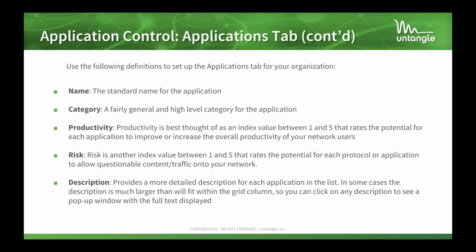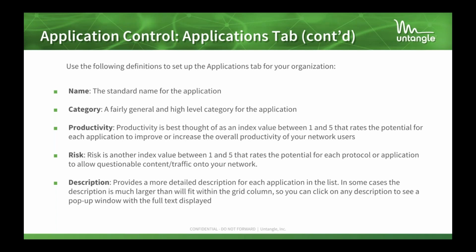So back on the Applications tab, when you're scrolling through these, and we'll take a peek at this on my server here in just a minute, Name is just the standard name for the application. The category is a pretty general, high-level description of the application. Productivity is interesting. Productivity and risk are both conditions that we can filter by and throttle with.